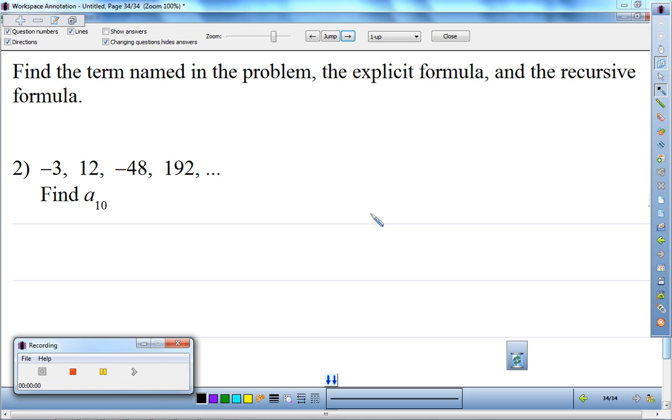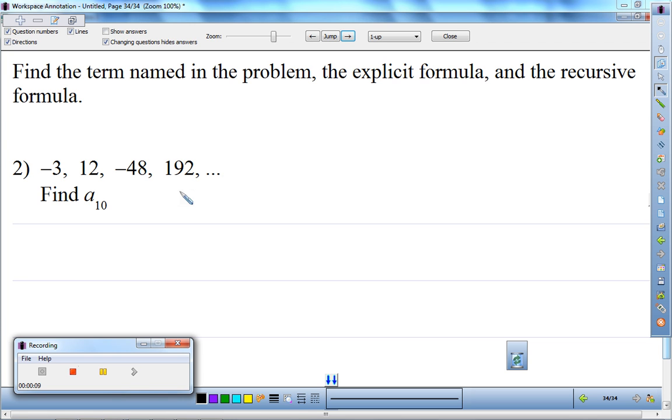Alright, let's look at example 2 with geometric sequences. Again, the directions are we're going to find the explicit formula, the recursive formula, and then we're going to find the 10th term. Now, if we look at our sequence here, we have negative 3, 12, negative 48, and then positive 192. So it's alternating between positive and negative numbers. So what that means is our common ratio is going to be a negative number.